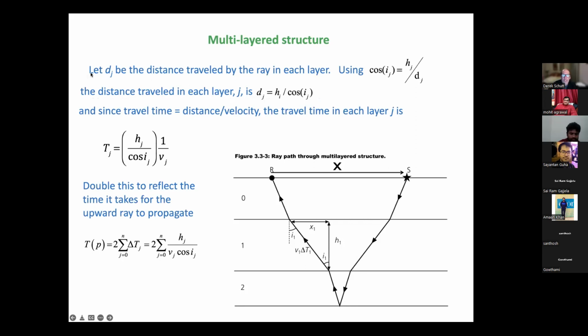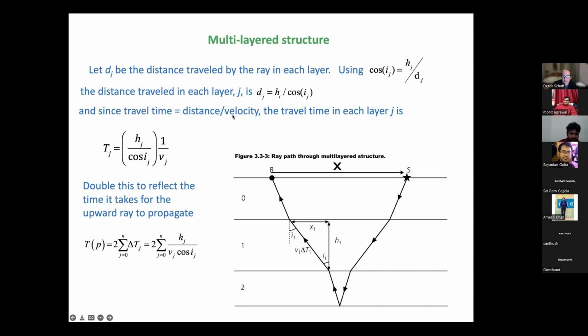So now let d sub j be the distance traveled by the ray in each layer. So this is the total distance, not just the horizontal distance. We can use cosine i sub j equals h sub j over d sub j to get the total distance traveled in each layer j as d sub j equals h sub j over cosine i sub j. So this is just a little bit of trigonometry.